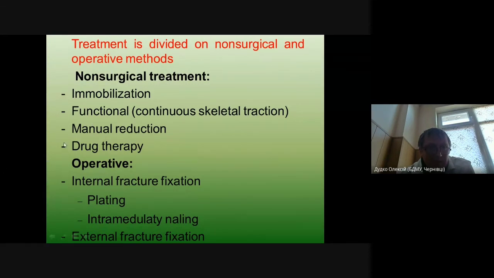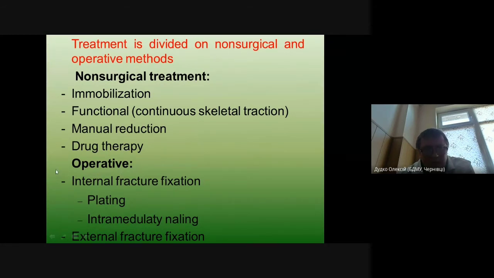And of course, when we're talking about drug therapy, it should also be combined with these methods, because just giving analgesics or calcium won't help to reduce the fracture if it is displaced. So you should reduce it, you should immobilize it, and additionally to these things, you should give painkillers, physiotherapy, calcium, vitamin D, and so on. But it's in this order. So it's in third place after immobilization and after reduction.